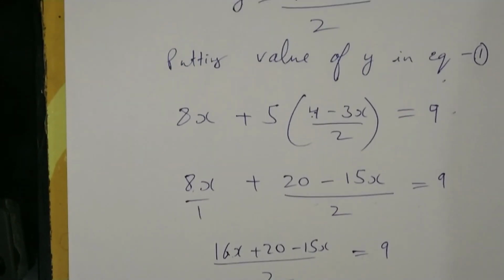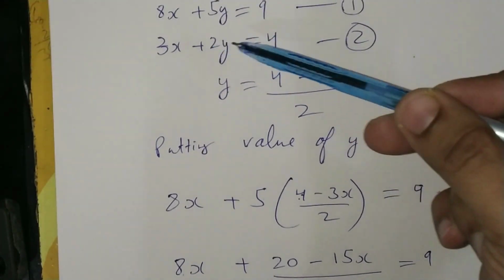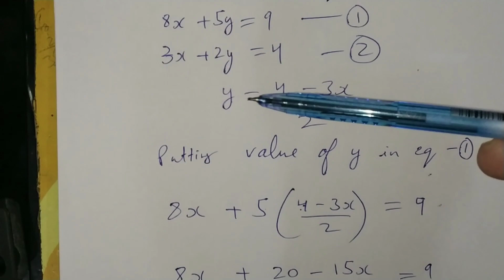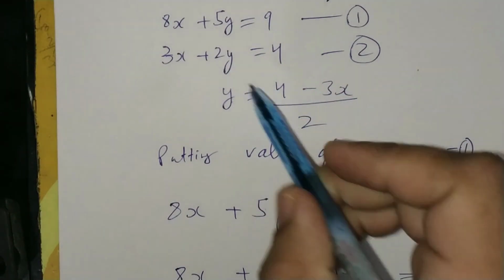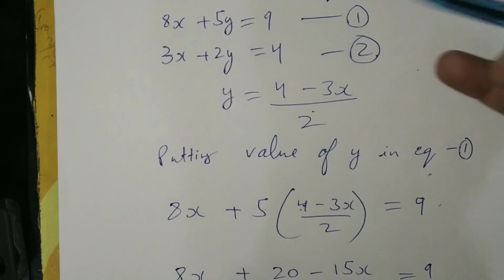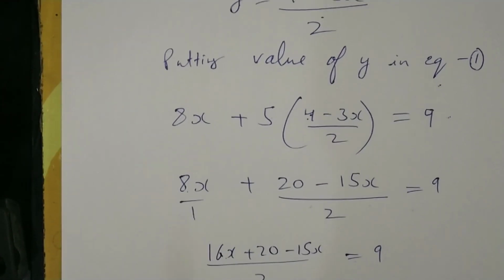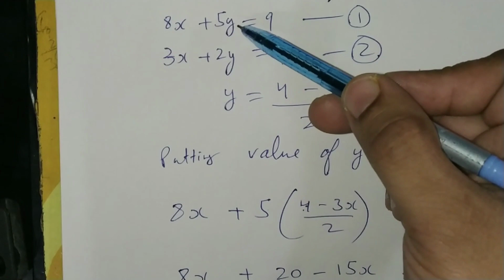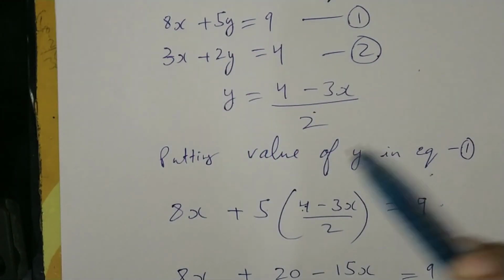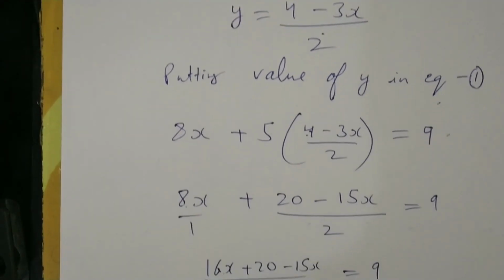So this is what we have done. We have found the value of a variable from one equation, but we have to put the value in the other equation. Suppose we have found the value of y from the second equation, now we will put this value in the first equation. If I have found the value from the first equation, then I will have to put it in the second equation only.